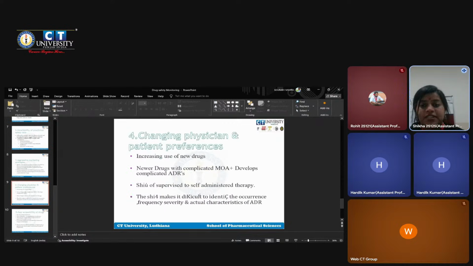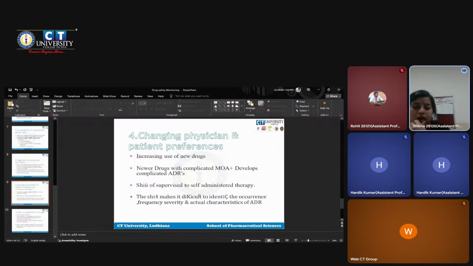Next is changing physician and patient preferences, increasing the use of new drugs. Newer drugs means new drugs which are in the market, so the use of those drugs is increasing. Newer drugs with complicated mechanisms of action develop complicated ADRs. Mechanism of action means how the drug is working in your body: what are the pharmacokinetic and pharmacodynamic properties of the drug. So newer drugs have complicated mechanisms of action, due to which they develop complicated ADRs.